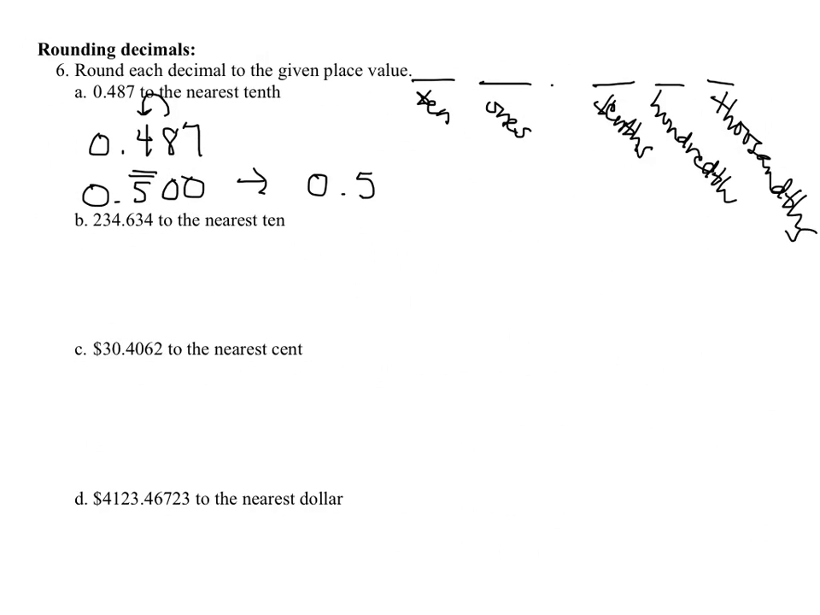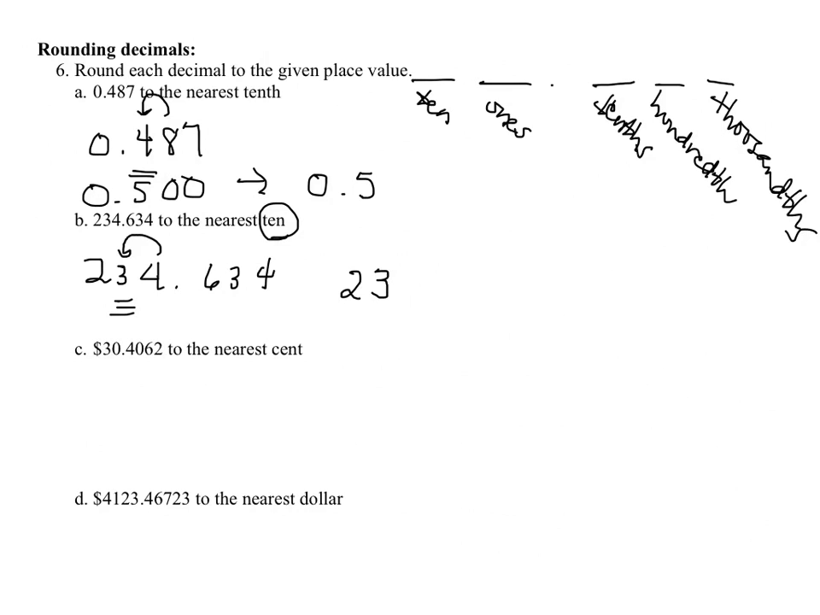Now if I look at part B, 234 and 634 thousandths, I want to round that to the nearest 10. The nearest 10. Ooh, not to the nearest tenth. So I need to underline the tens place. So there he is, right there, the 3. Now I look at the ones place. The 4 makes the 3 actually stay the same. So I get 2, 3.